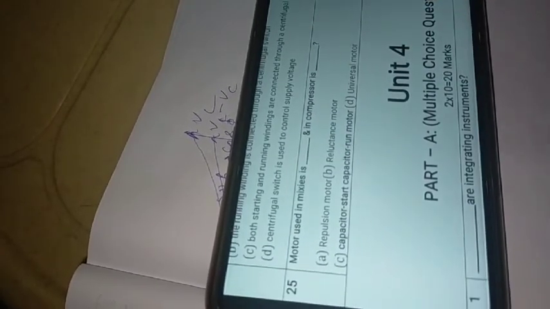You have to remember this point. Motors used in mixer and in compressor. It's a very important question. In mixer, it is capacitor start. In compressor, it is capacitor run. Clear? Which motors are generally used in mixer and compressor? Capacitor start, capacitor run.